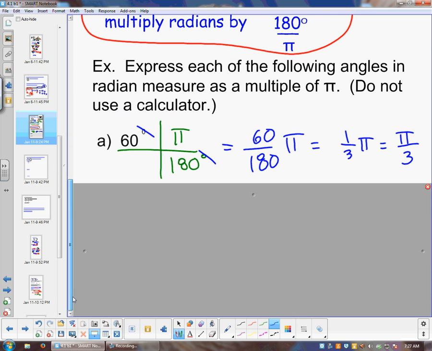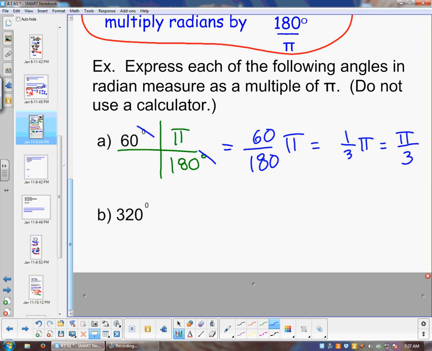All right, that's how you convert from degrees to radians. And let's do one more of those. So if we're going to do 320 degrees and we want to convert that to radians, we're going to multiply by pi radians over 180 degrees. Again, the degree symbols are dividing out, so we're left with radians as our units.